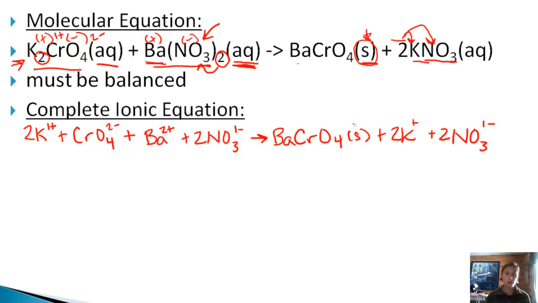So it's still the same equation. Everything is still balanced. We're just now representing what's exactly going on in that beaker when we mix potassium chromate and barium nitrate together.